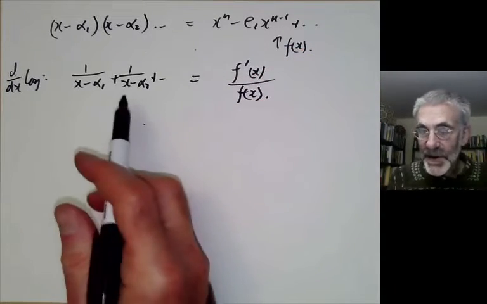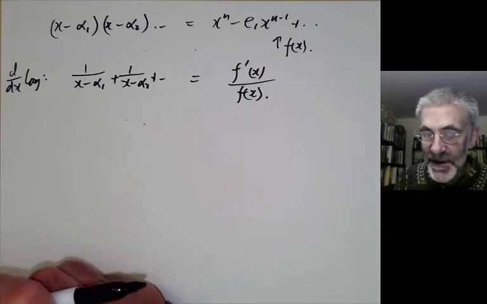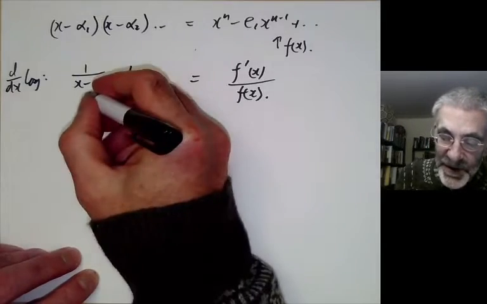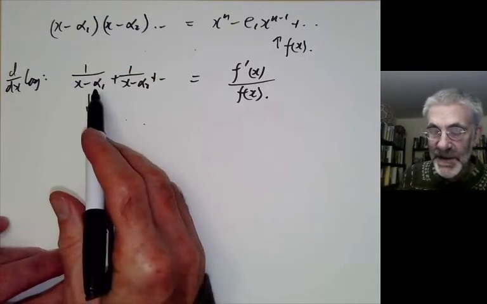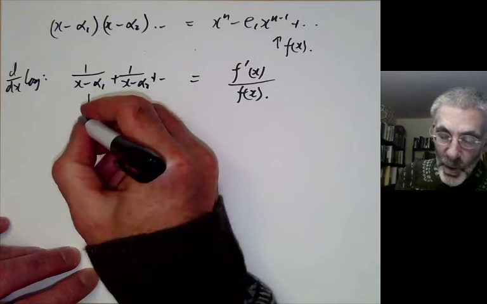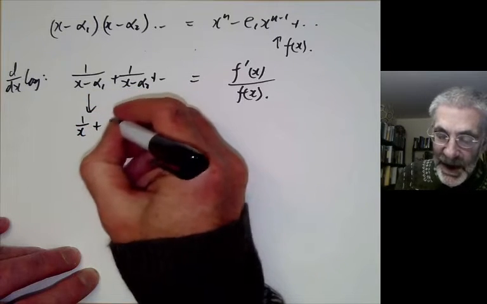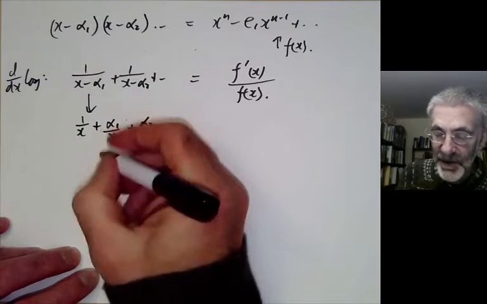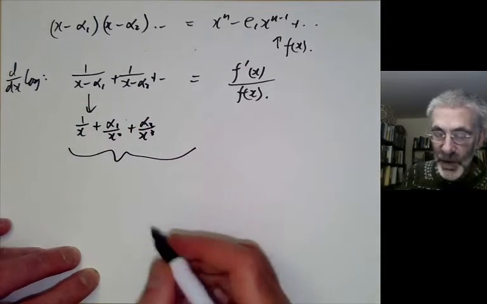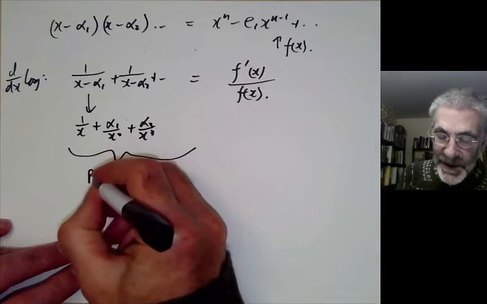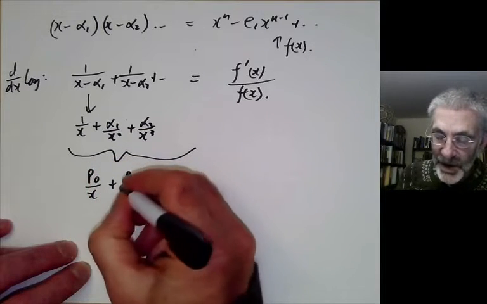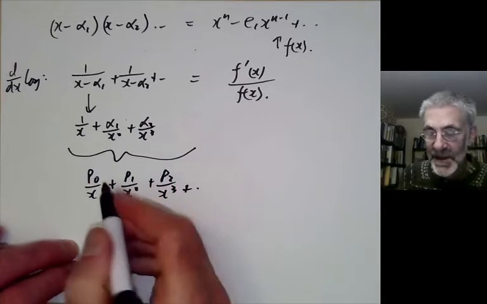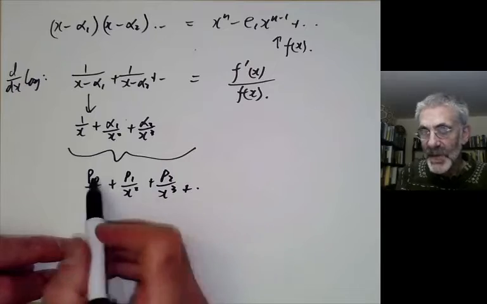And now we're just going to expand both sides as power series and see what we get. We're going to expand them as formal power series and not worry too much about convergence. So let's see what we get on this side. Well, we get 1 over x plus alpha 1 over x squared plus alpha 2 over x cubed and so on coming from this. So if we sum over all of these, we're going to get p0 over x plus p1 over x squared plus p2 over x cubed and so on. And this is very nice because these are the sums we're trying to work out.